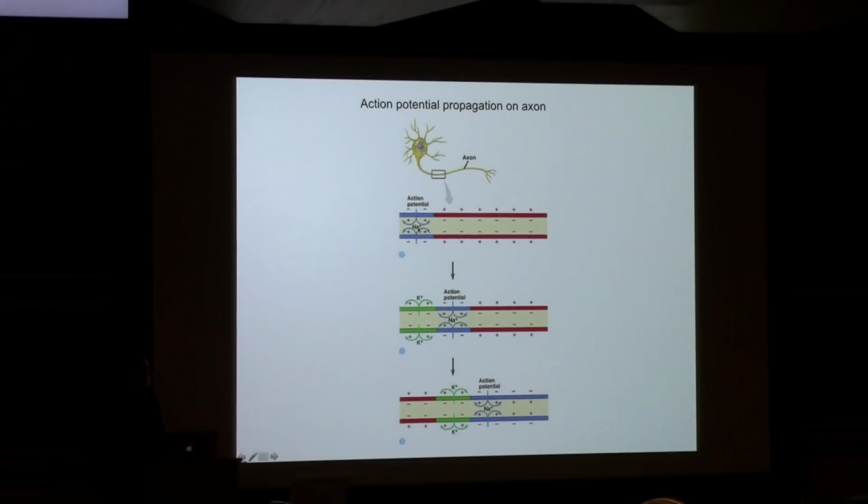Once sodium flows into the cell, the inside becomes more positive. In that case, you open up the potassium channel. There is a lot of potassium inside the cell instead of outside the cell. So it's the opposite of the sodium ions. So the potassium will flow out of the cell and make the cell repolarize, right? Going back. So this thing will go forward.